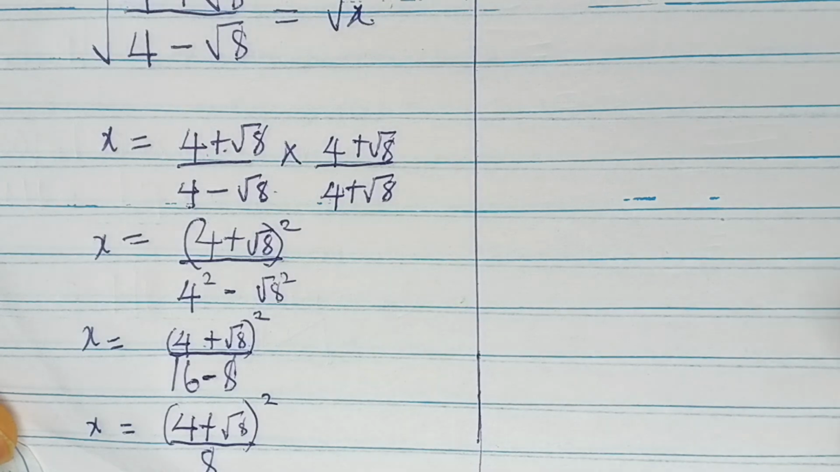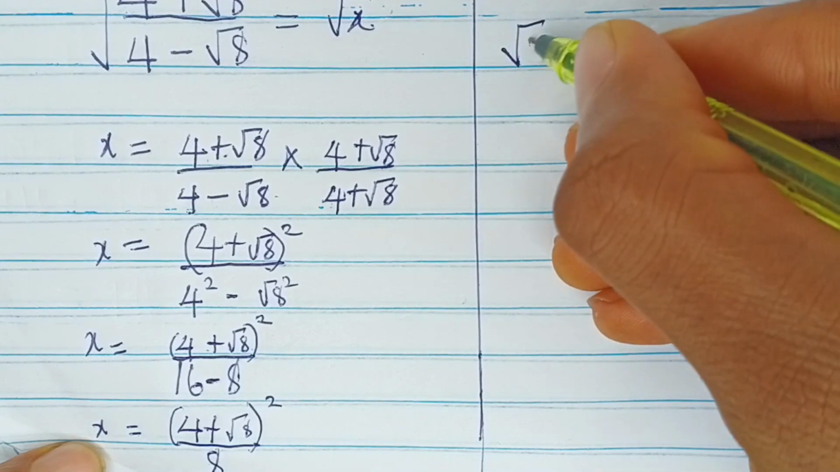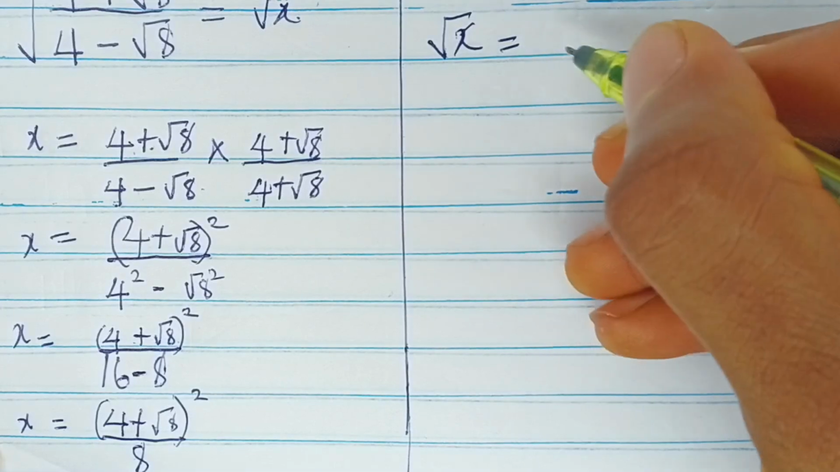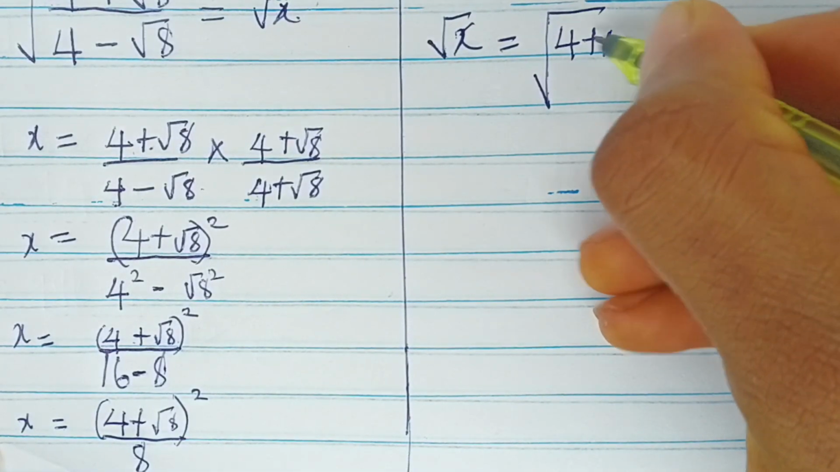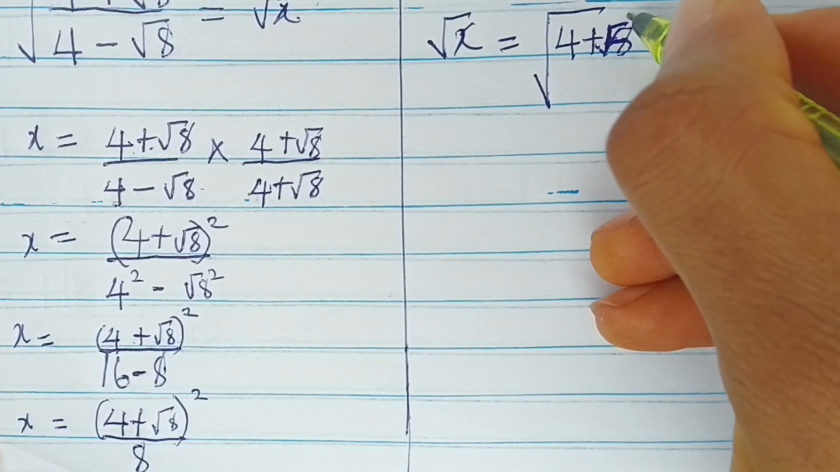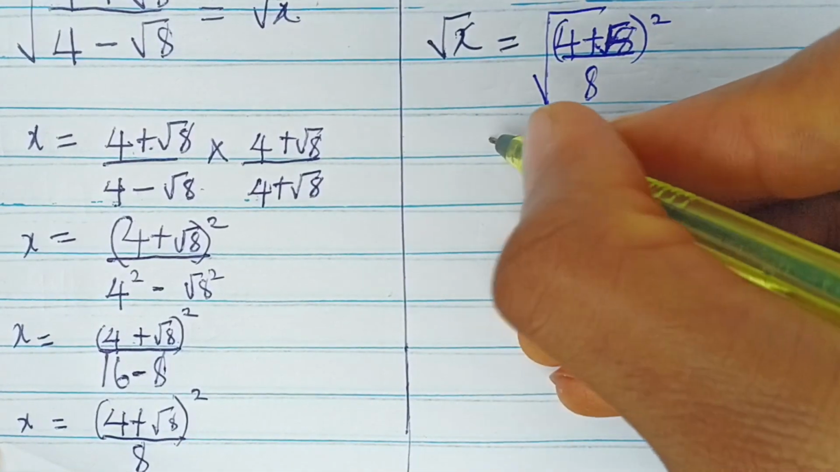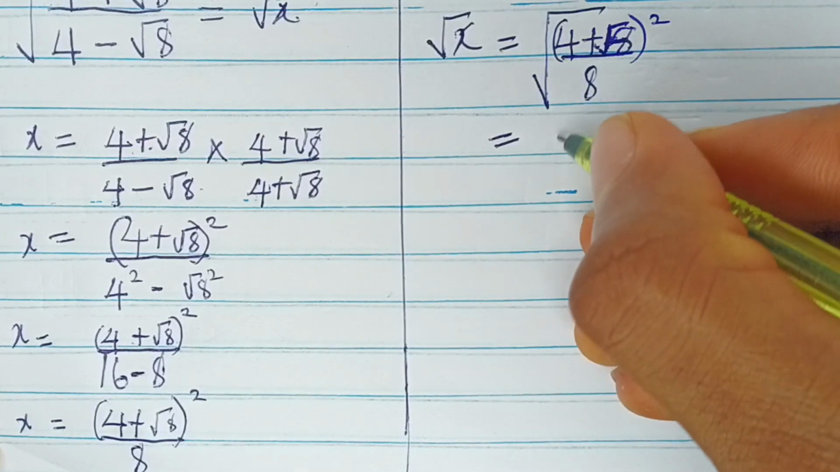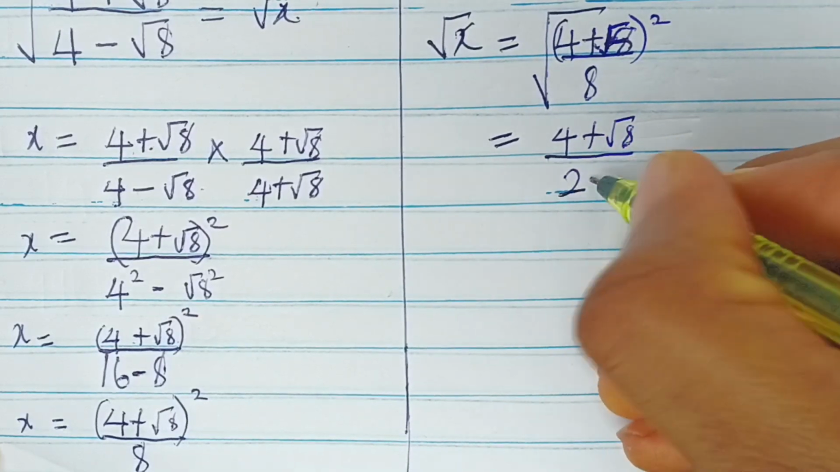Now, I'll bring it back here. So we've gotten x. Now let's take the square root of x, which is what the question is basically asking us. The square root of x will be equal to the square root of 4 plus root 8 all squared all over 8. Now this is equal to the square root of 4 plus root 8 all squared, which is 4 plus root 8, over the square root of 8, which is 2 root 2.